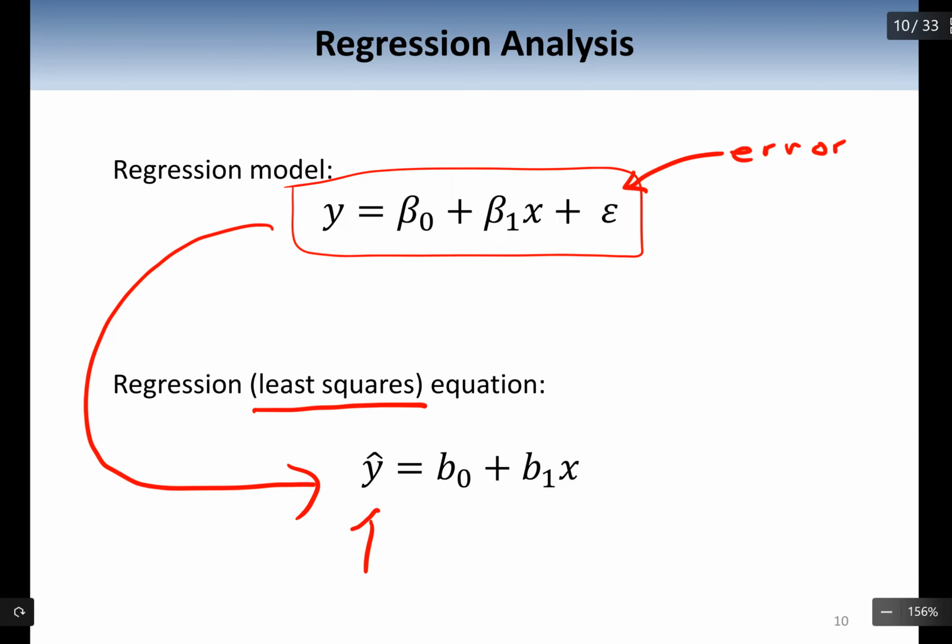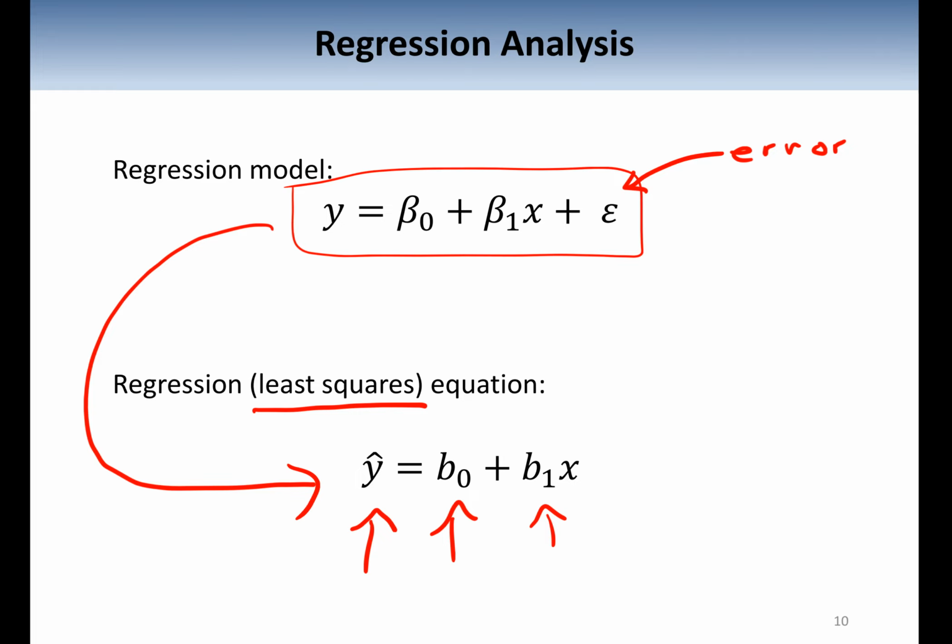And how do we do that? We do that by using y and putting a hat that denotes the estimate for y. And b naught estimates beta naught, our intercept, and b1 is our slope. It estimates beta 1. And so you might be wondering, well, what estimates the error? We will get to that later when we do the residual analysis.